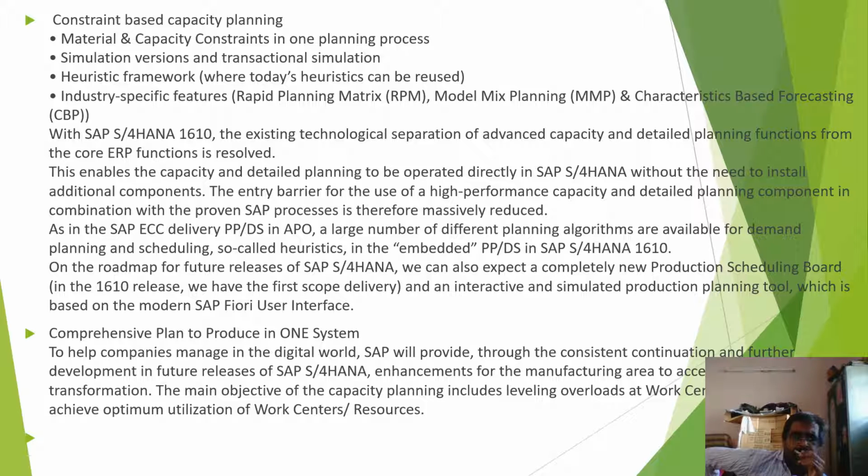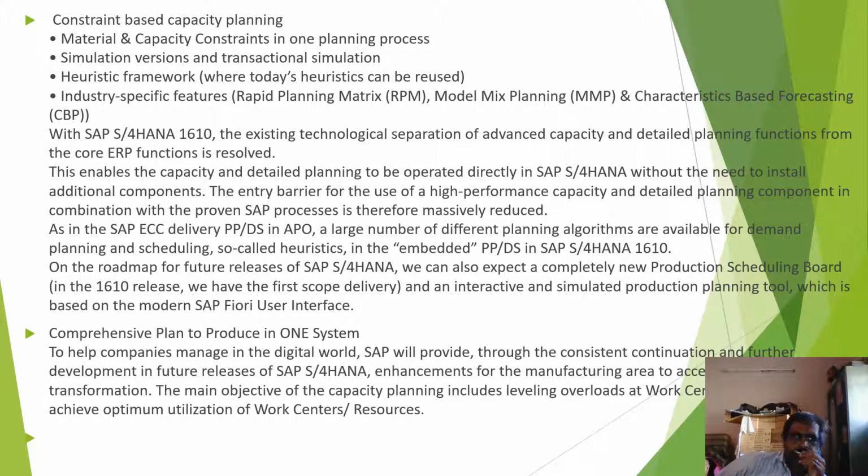As in SAP ECC delivery PP/DS, in APO, a large number of different planning algorithms are available for demand planning and scheduling, so-called heuristics, in the embedded PP/DS in SAP S/4HANA 1610. On the roadmap for the future release of SAP S/4HANA, we can also expect completely a new production scheduling board. In 1610 release, we have the first scope of delivery: an interactive and simulation production planning tool, which is based on the modern SAP Fiori user interface, comprehensive plan to produce in one system.